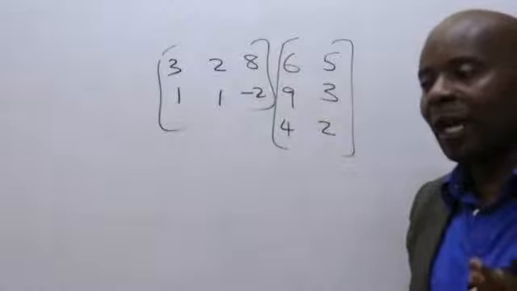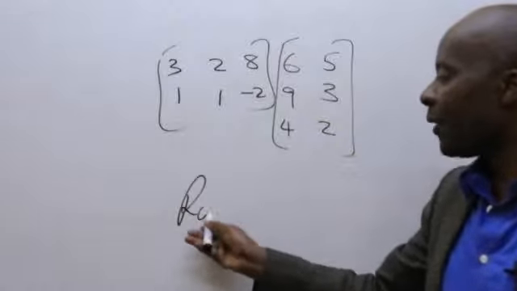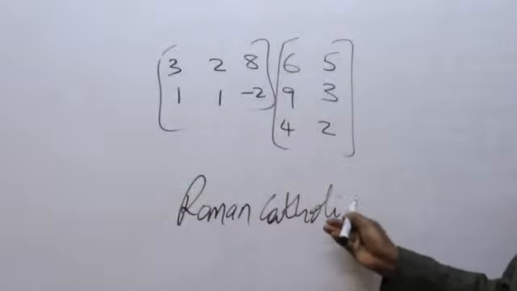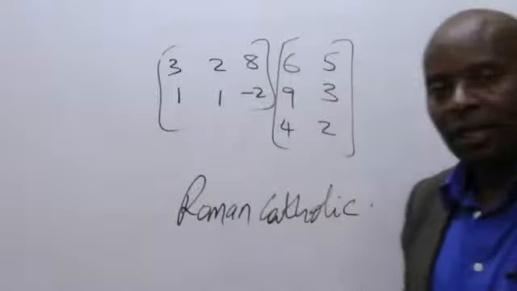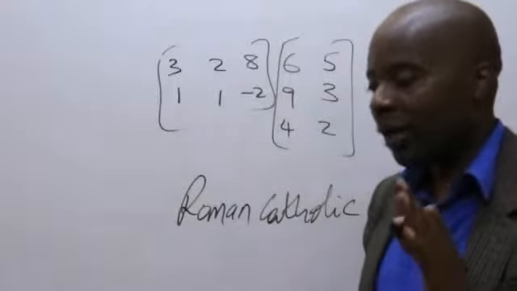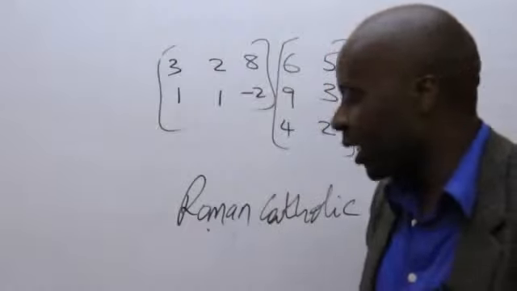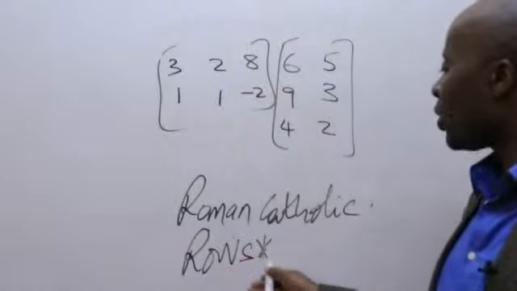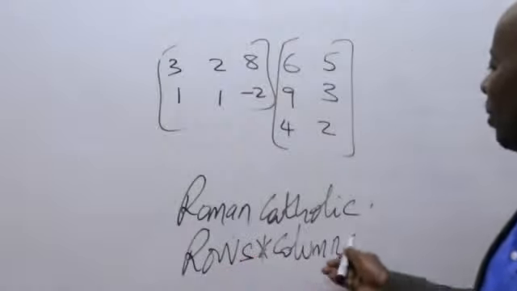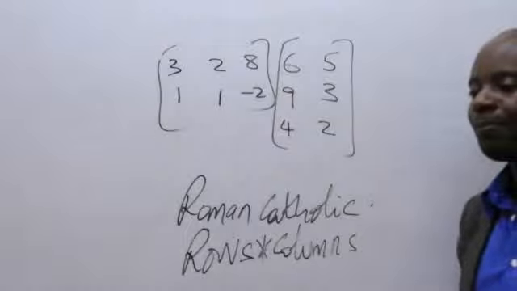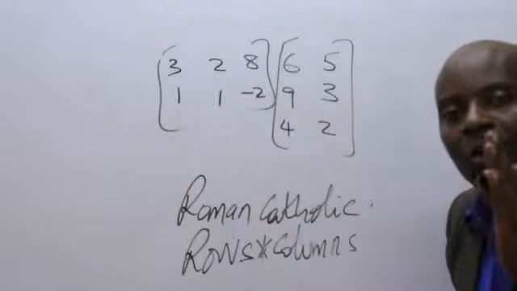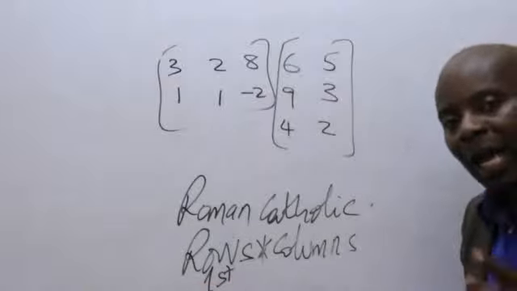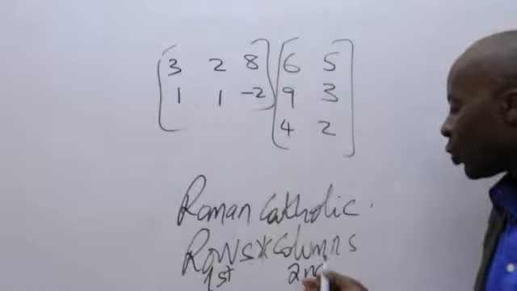And how do we multiply matrices? We use what we call Roman Catholic. In multiplication, we make use of Roman Catholic: Roman for rows, Catholic for columns. So in short, rows multiply columns. To put it better, rows of the first matrix will multiply columns of the second matrix.